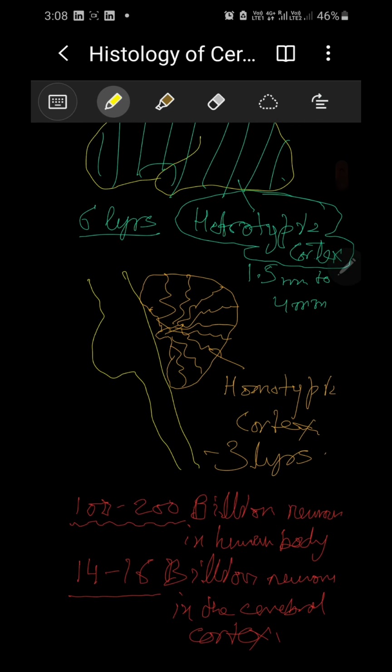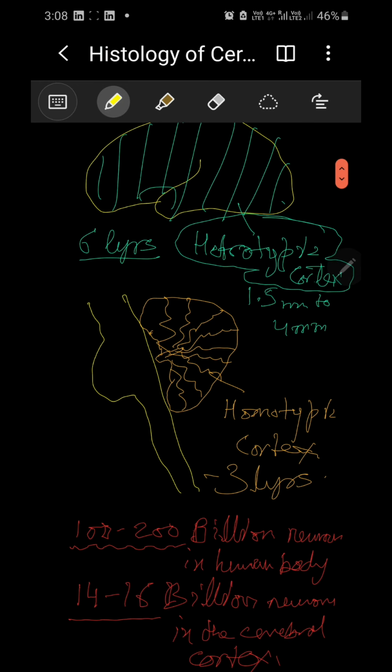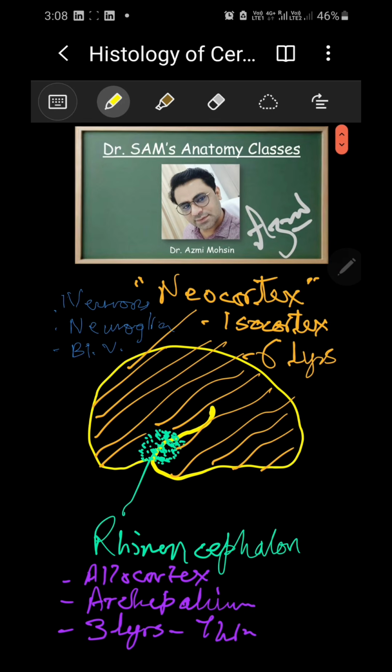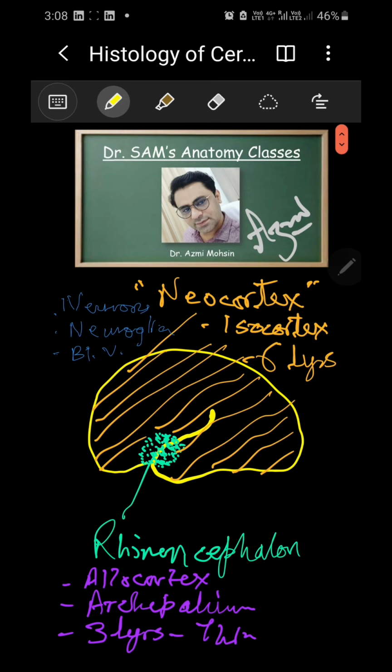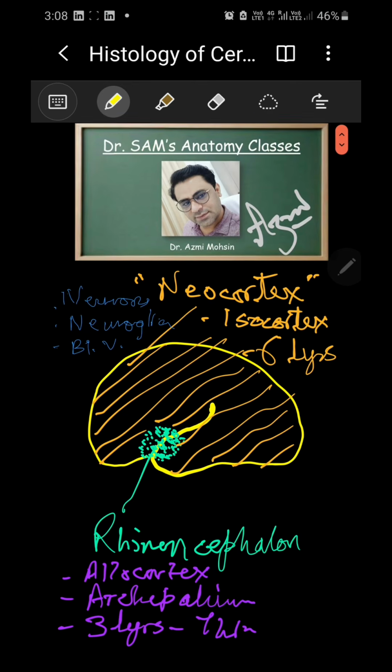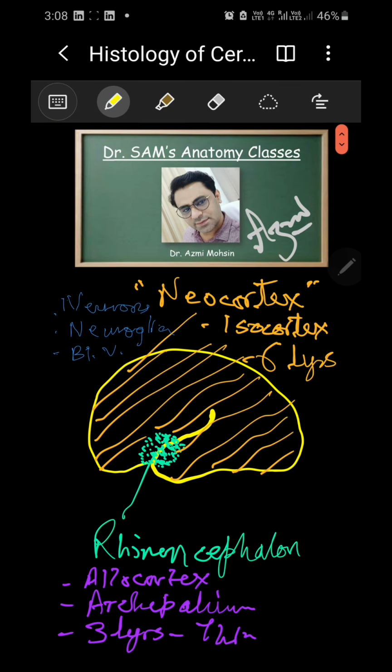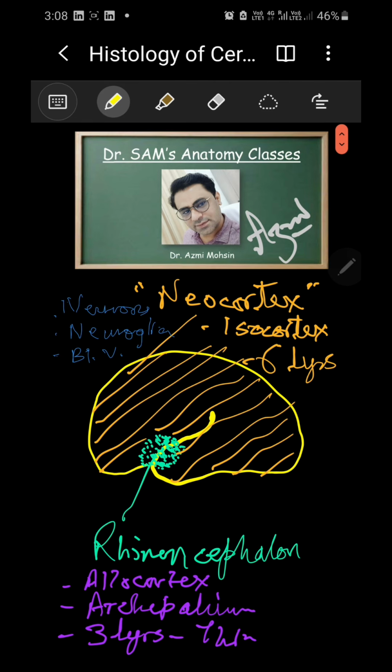Now about the heterotypic and homotypic cortex between cerebrum and cerebellum, the differences, right? And the neocortex and the paleocortex, or the archaeocortex, archipallium. This one is allocortex and this is isocortex. So there it is done. Thank you guys.